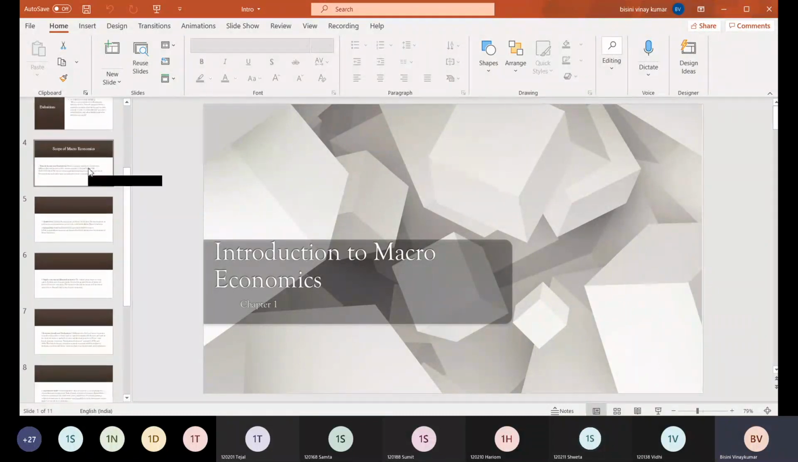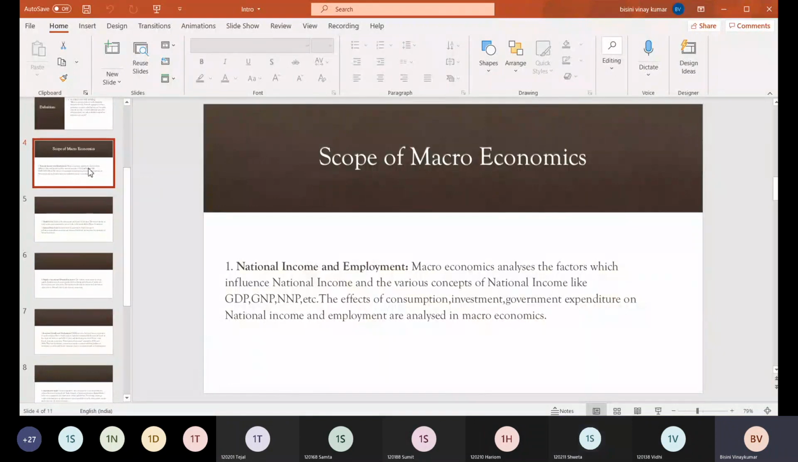So what was the first point? Supply for money and demand for money.